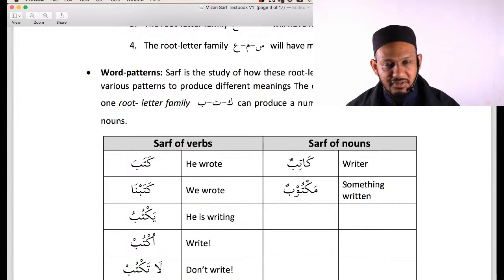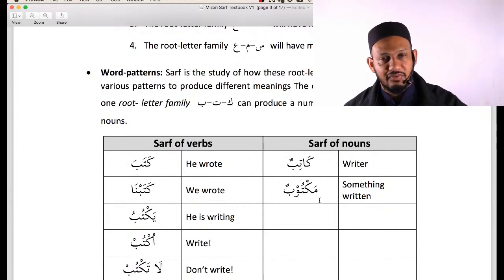Maktubun means something which is written. So if I put nasara, it becomes mansurun, someone who is helped. Maftuhun, something which is opened. Madrubun, something which is hit. So don't worry about the patterns for now. I'm just trying to say that sarf is the science of word patterns.